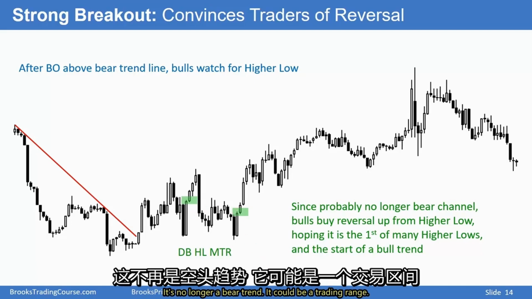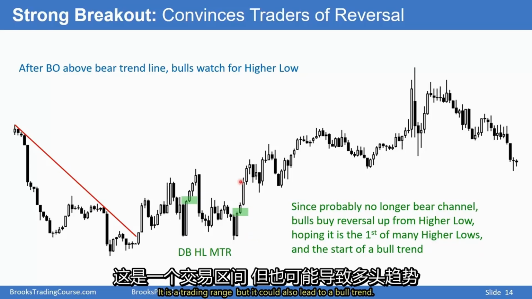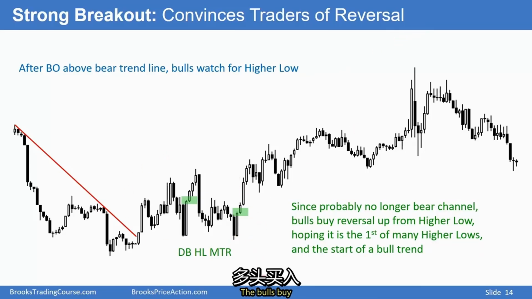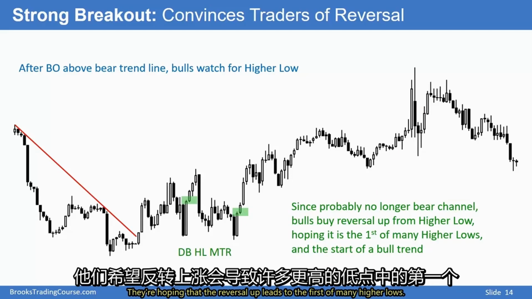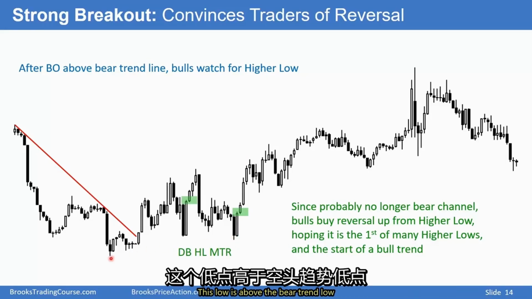Reverse up here, reverse up here. It's no longer a bear trend. It could be a trading range. It is a trading range, but it could also lead to a bull trend. The bulls buy, knowing that it might simply be a trading range, or it might be a bull trend. They're hoping that the reversal up leads to the first of many higher lows.